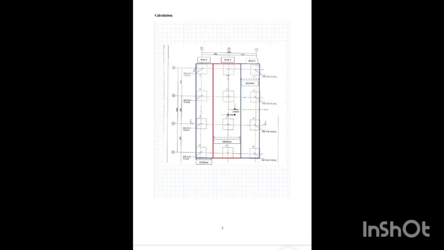For the calculation, firstly we need to divide the strip into 3 strips. Then we will need to find the value of A, which is B times L. We will get 223.563 meters squared. And we will need to find the values of Lx and Ly. For Lx, we will get 6,205.024 meter to the power of 4.